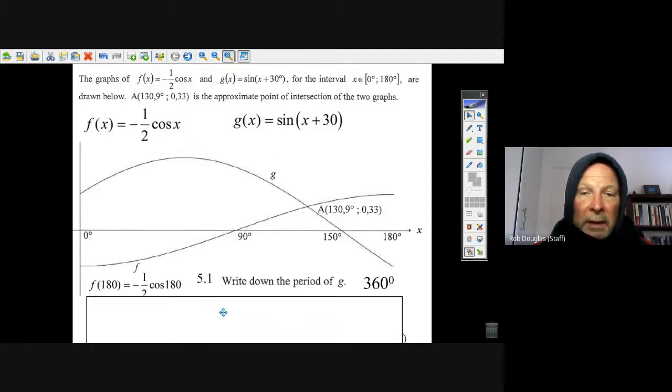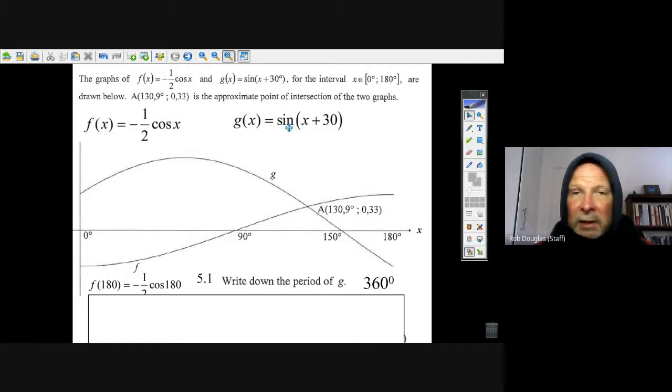Now, let's start with the first question. I think it says write down the period of g. Well, you look at g and you go, hey, it's just a sine graph. Normally sine goes from 0 and 0 to 90 and 1, 180 and 0. It takes 360 degrees to go through a complete wave before it gets back to 360 and 0.